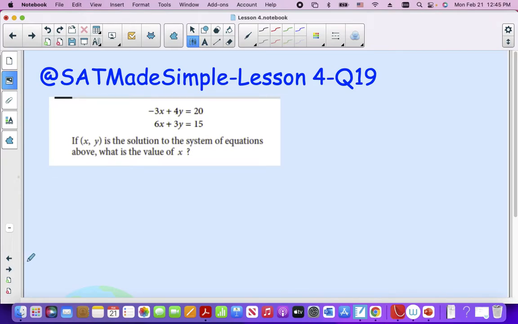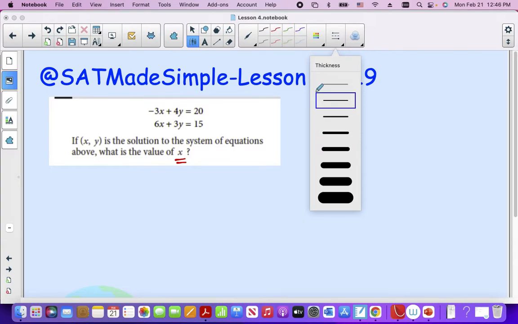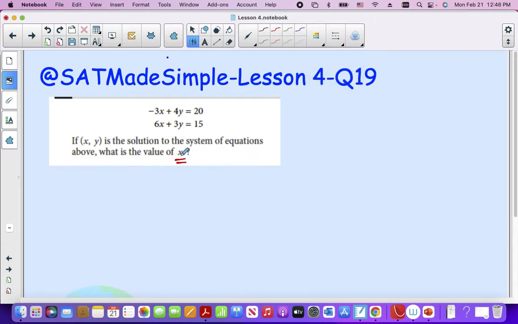For this question, we need a solution for that. So since he asked for x, I can eliminate y. It is obvious it's easier for me to eliminate x and then substitute and find y, but instead I'm going to eliminate x. To do that, I'm going to have the coefficient of y in the first equation be the additive inverse of the coefficient of y in the second one.